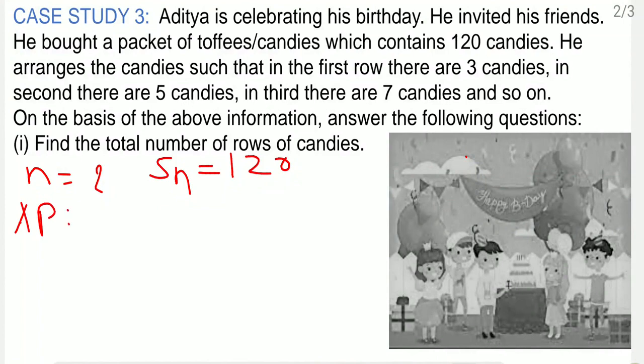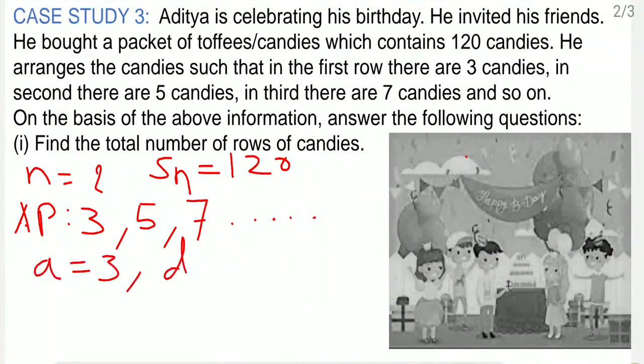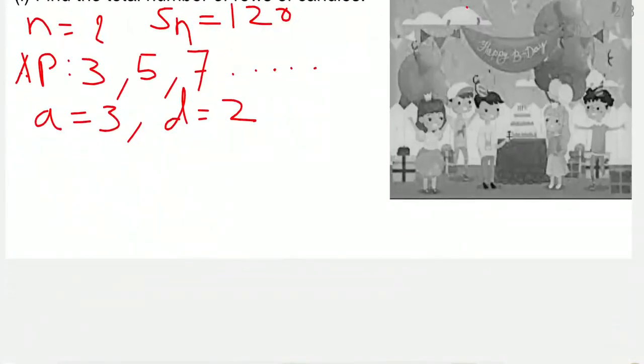They said in the first row 3 candies were there, then 5 were there, then 7 were there, and so on. Now from this information what do we come to know? We come to know that the first term is 3 and the common difference is 5 minus 3, that means 2. So all this information is there, and from there we'll get the value of n. So how many total number of rows are there?